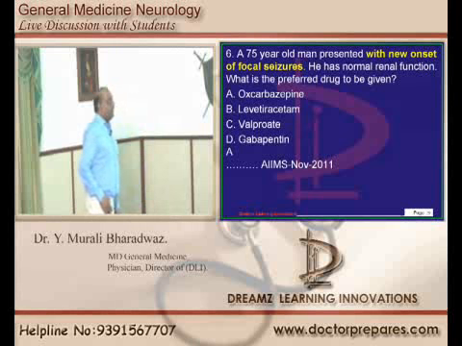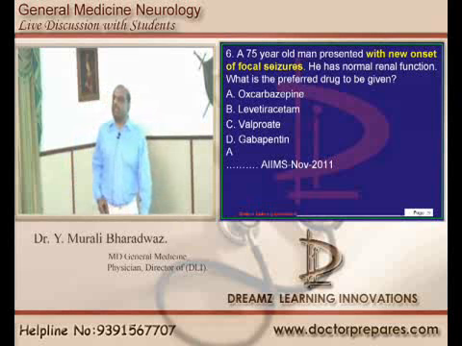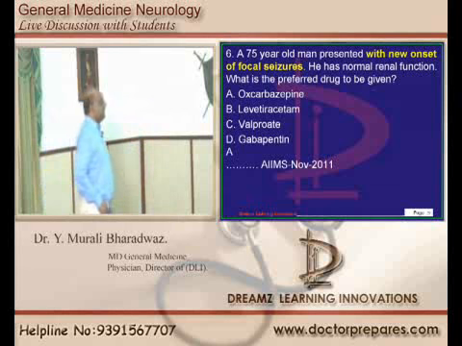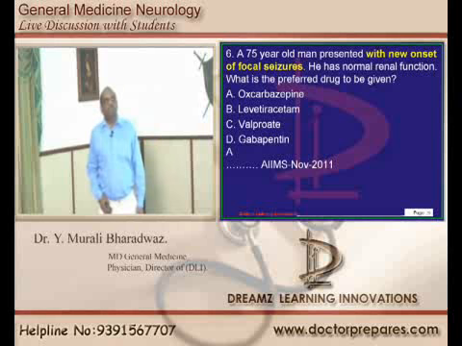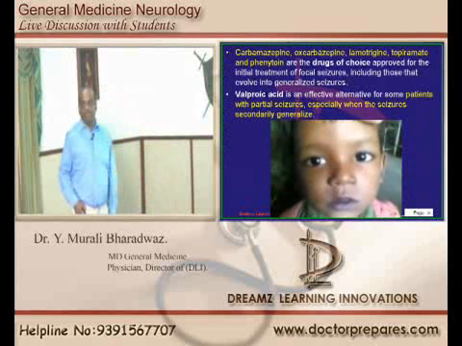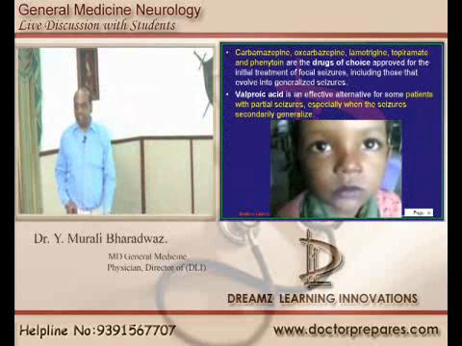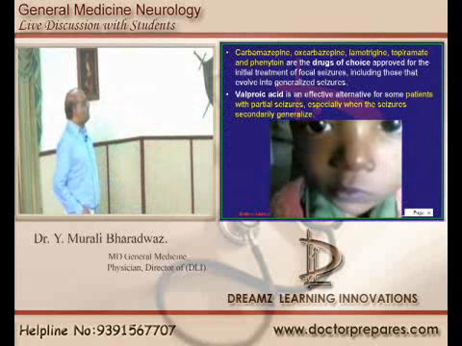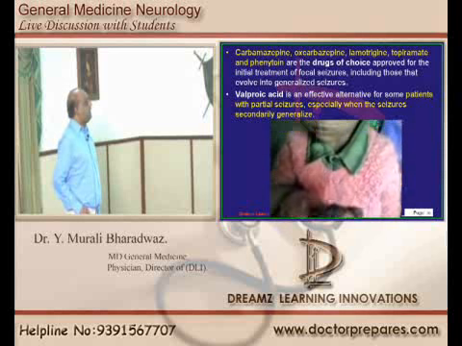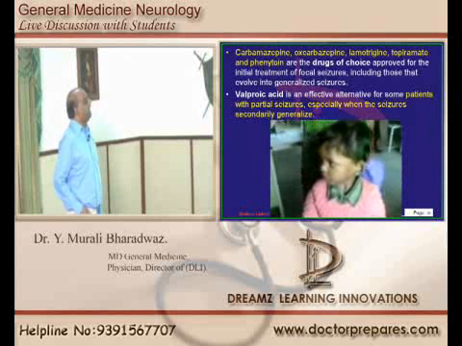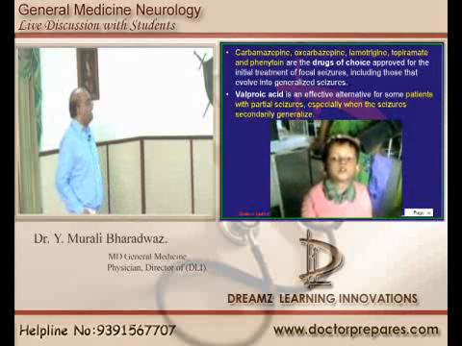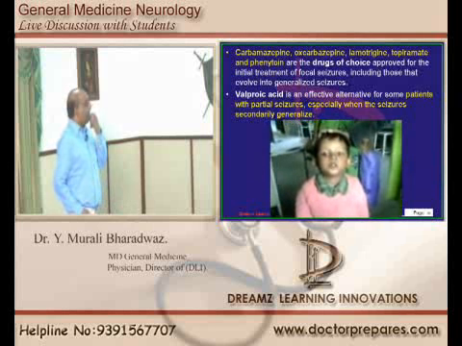Now, a 75-year-old presents with a new onset of focal seizures and he has a normal renal function. What is the drug that you want to prefer? So doctor, we need to remember, how do you identify focal seizures? This kind of lip smacking, Jacksonian march. These are the features of a focal seizure. For this kind of seizure, we can use carbamazepine. You can see clearly the presence of focal seizures here. Carbamazepine, oxcarbazepine, lamotrigine, topiramate, and phenytoin.